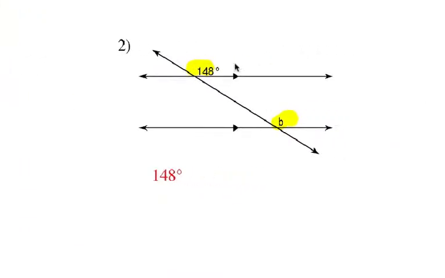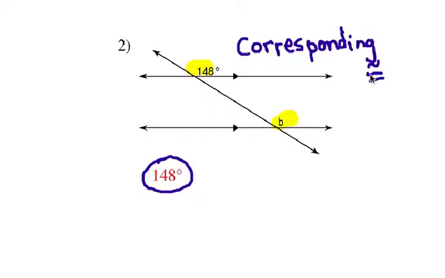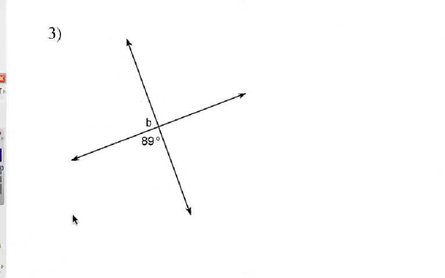In number 2, we have a 148 degree angle there and the angle B, and it turns out that angle B is the same, 148. But why is that? Yep, that's right, they are corresponding angles. Okay, now I got one more in this self-quiz. Number 3, look at the diagram and figure out what angle B is.